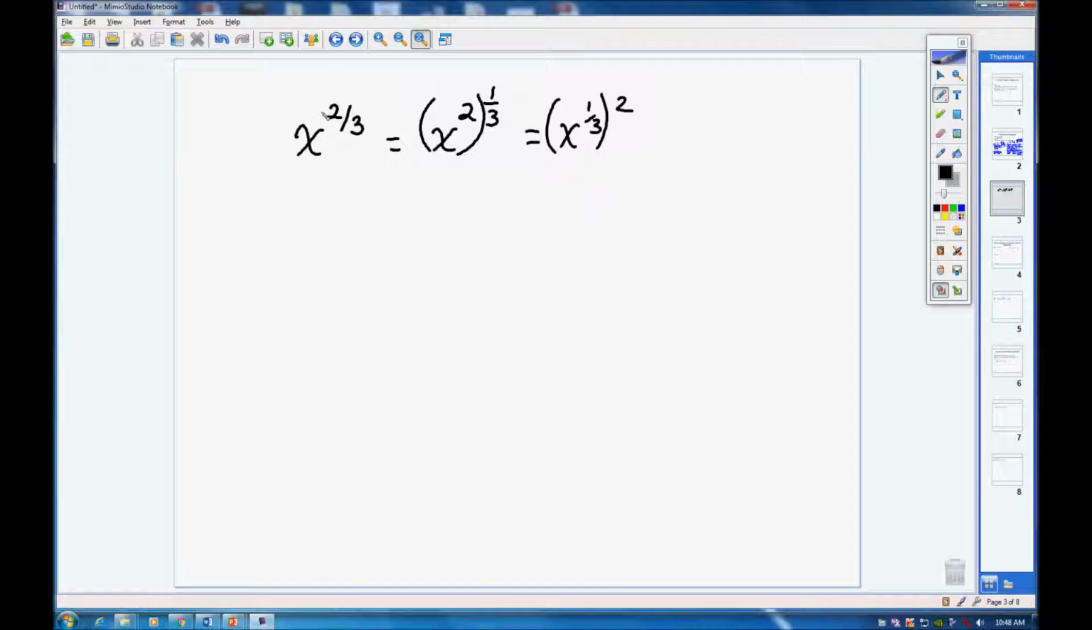But if you recall back to when we learned this in the beginning, we talked about this being the exponent or the power, and the 3 is the root. So I can also write this as the cube root of x squared. And so different ways to think about it are going to help us when we're solving equations that involve this. Okay, so let's go to the next slide and do some examples.